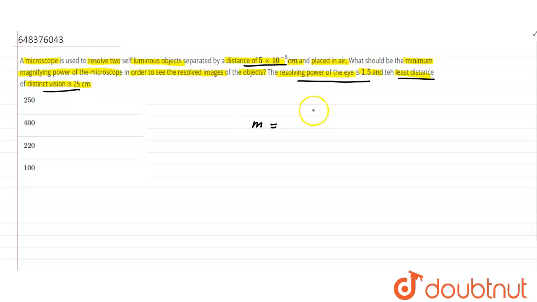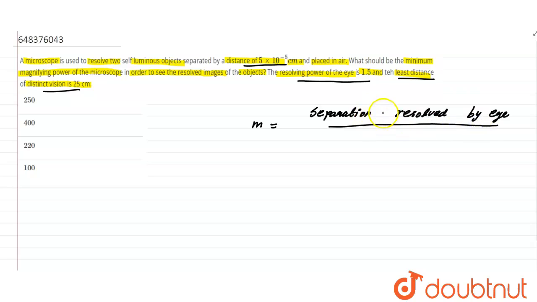So here M equals the separation resolved by eye divided by the separation resolved by the microscope.